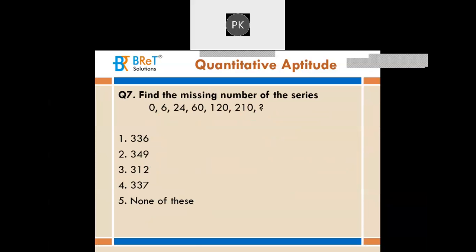So that is, find the missing number of the series. The series is 0, 6, 24, 60, 120, 210, question mark. In a similar pattern, your job is to find the next missing number. Now try to find it by using the simple techniques you know.